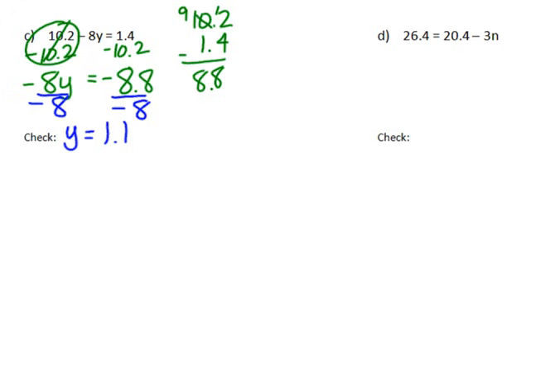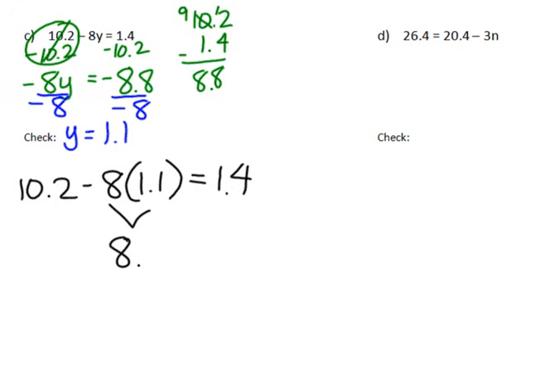Then we'll go ahead, plug that in. 10 and 2 tenths minus 8 times 1 and 1 tenth should equal 1 and 4 tenths. So right here we have 10 and 2 tenths minus 8 and 8 tenths. And if we line that up, that does come out to 1 and 4 tenths on both sides.